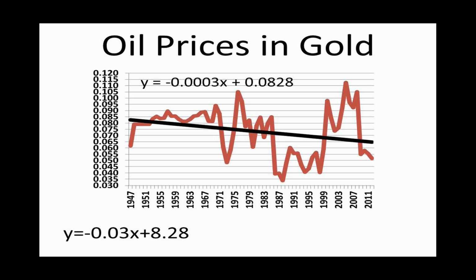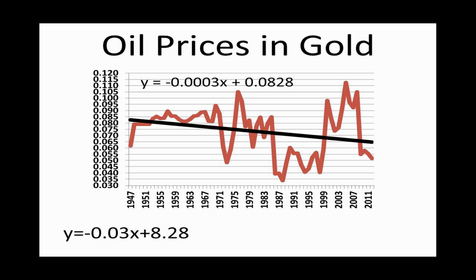So if we focus on that last equation, what that equation means is that if in 1947 the price of oil was 8.28 gold ounces for 100 barrels of oil, you would have to add, or in this case actually subtract, 0.03 ounces of gold each year to come up with the price of 100 barrels of oil for that year. So basically, if in 1947 the price was 8.28 gold ounces, then in 1948 it would be 8.25 ounces. In 1949 it would be 8.22 ounces, and so on.